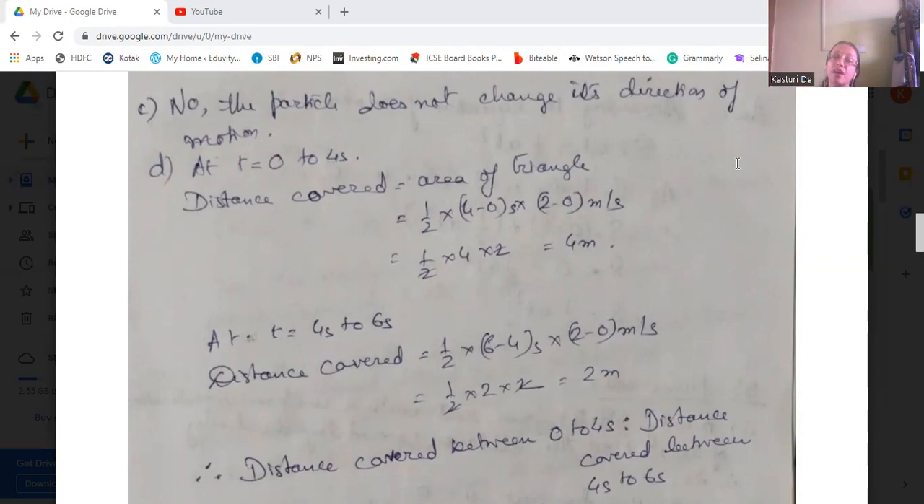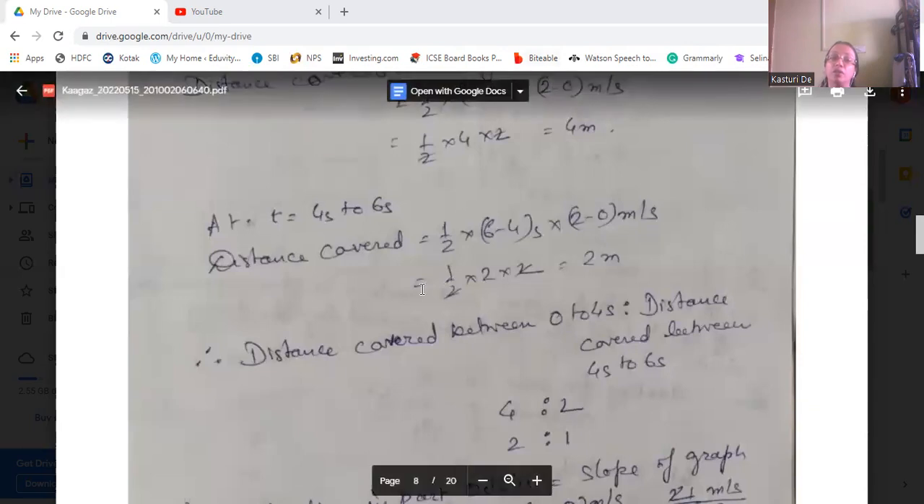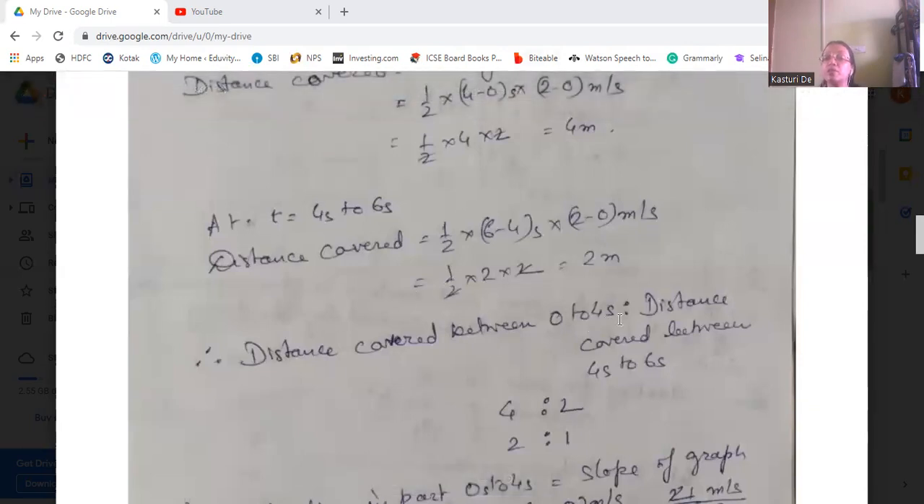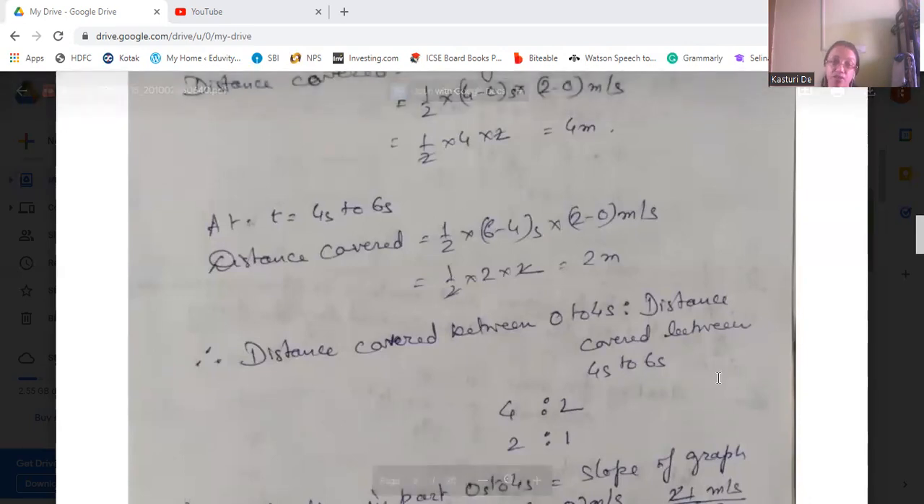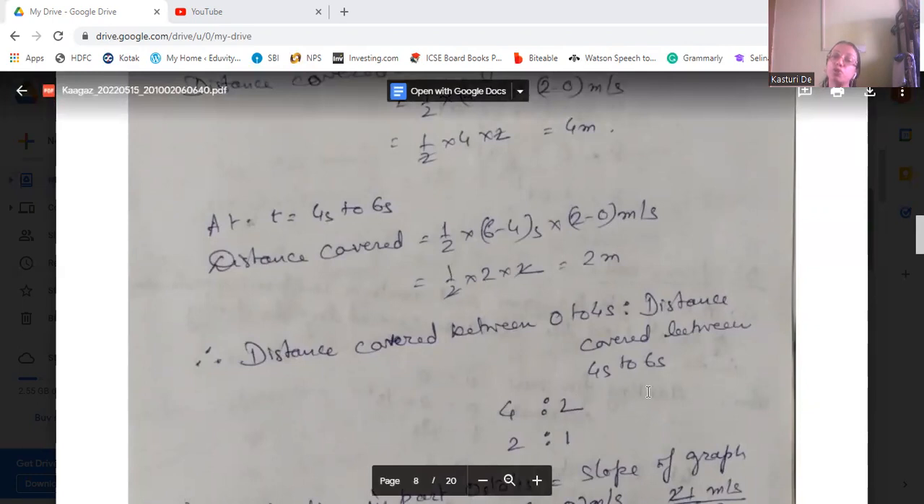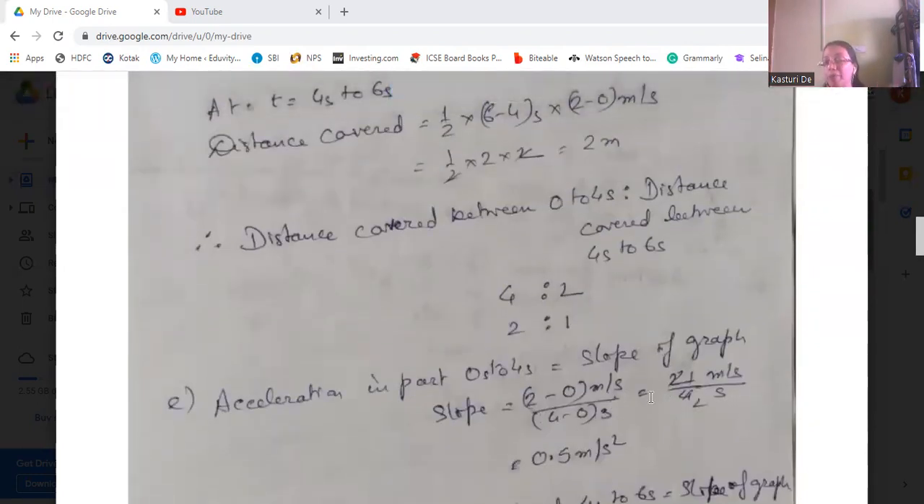So the distance covered between 0 to 4 seconds compared to the distance covered between 4 seconds to 6 seconds is 4 is to 2, that is 2 is to 1. So the comparison between 0 to 4 seconds and 4 to 6 seconds will be 2 is to 1.